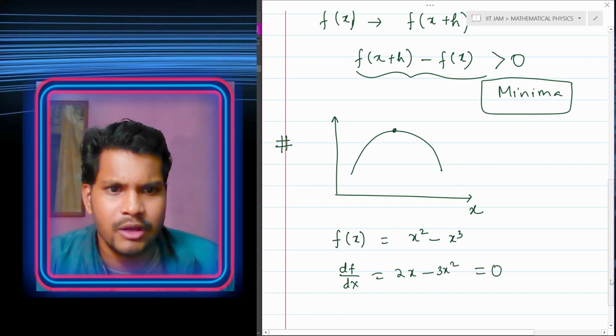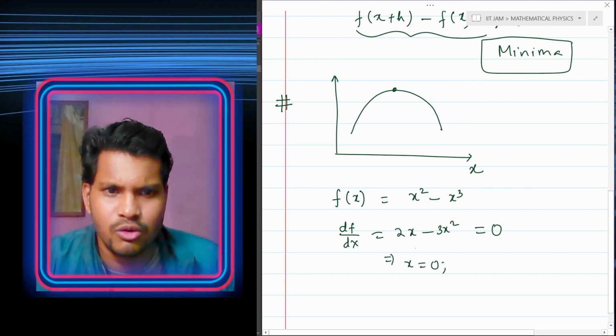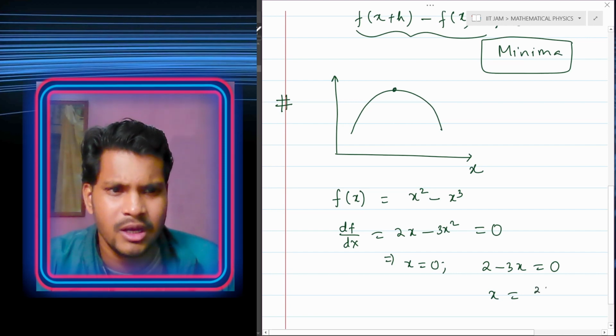And if I set it equal to 0, then I can easily see that one solution is x equal to 0 and another is 2 minus 3x equal to 0. Taking the positive x, you will get x equal to 2 over 3.